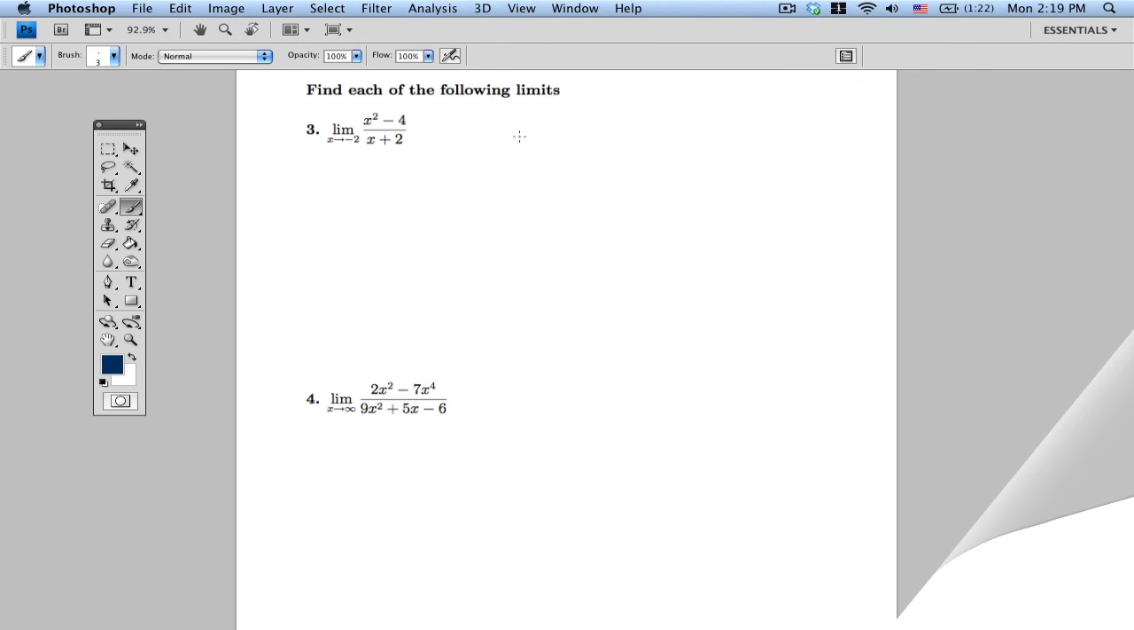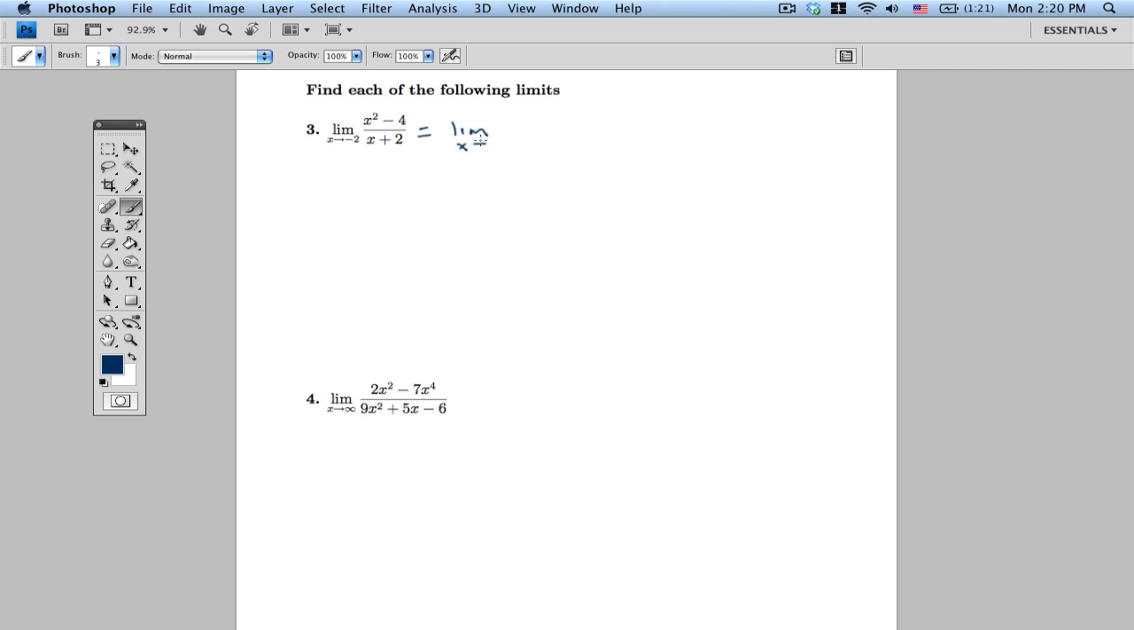For problem number 3, we're taking the limit as x is approaching negative 2. And our goal is to be able to find that limit by just plugging in negative 2. But as the problem is stated, we can't do that, right? Because the denominator is x plus 2, and if you plugged in negative 2, you would have division by 0, which we can't do. So the goal is to first simplify the thing inside the limit and then see if maybe we can get it to the point that we could plug negative 2 in.